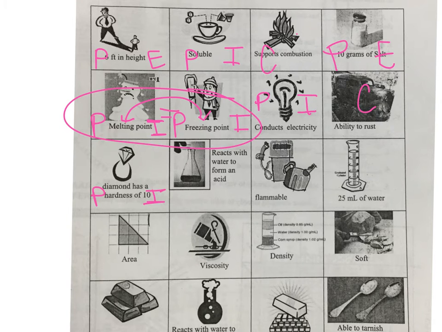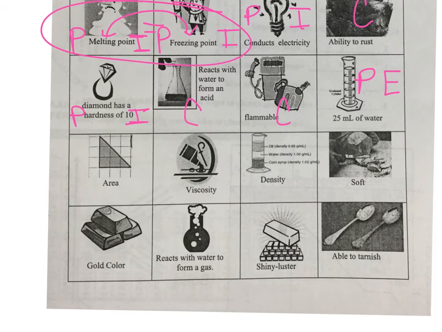Kind of. All right. Reacts with water to form an acid. Chemical. Flammability. 25 milliliters of water. And extensive. Good. Okay. Area. Extensive. Good job. All right. Extensive, right? Because if I make it a big triangle, is it the same area as a small triangle? No. All right. Viscosity. Physical. This is intensive. Doesn't matter how much you have. It's going to have the same flow rate. Okay? All right, density.